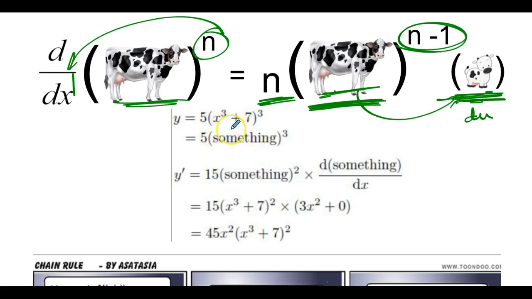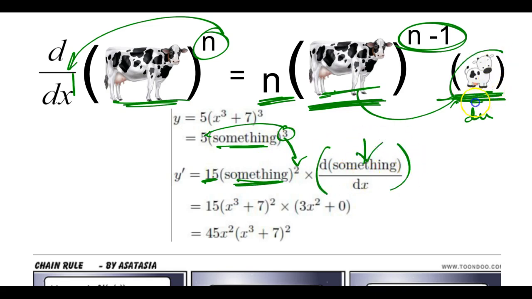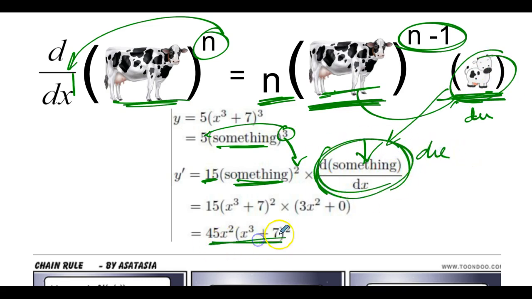Here's an example. 5 something cubed. So again, it's the derivative of the outside. That's how they got the 15. Write down the something. Don't forget to decrease the exponent by 1. And then the derivative of whatever that something is. In other words, that's that little baby cow, or that's the du. This whole thing is my du. And there it's worked out for you.